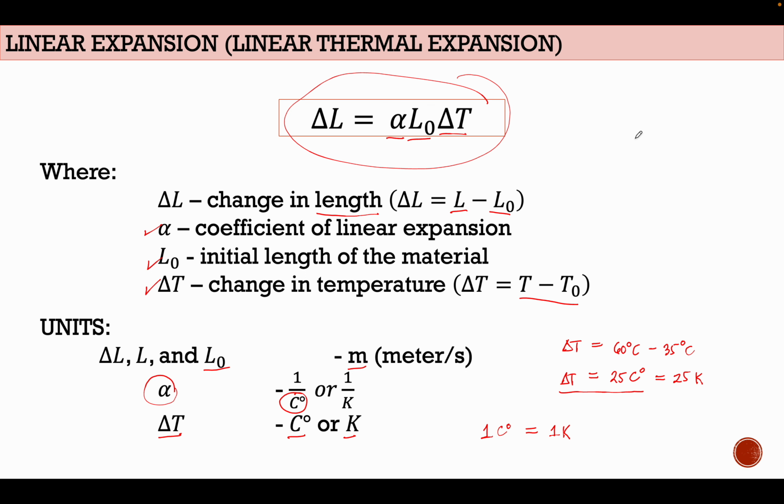Temperature conversion: we have 1 degree Celsius is equivalent to 273.15 plus 1, which is 274.15 Kelvin. So this is different from 1 Celsius degree, which is equal to 1 Kelvin. So this conversion is for the change in temperature only. And this conversion is from degree Celsius to Kelvin.